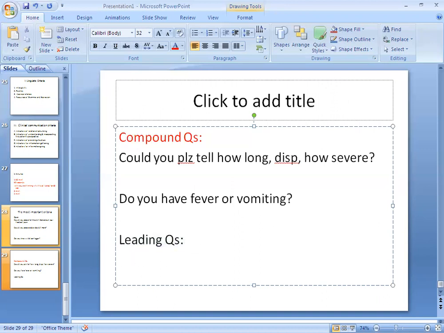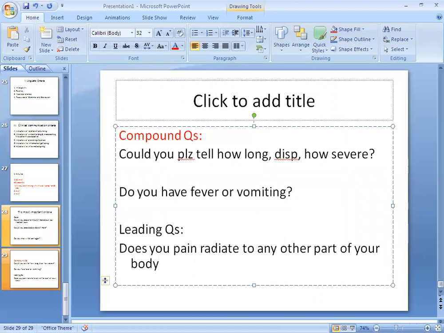Can you give me any example of a leading question? Yeah, it's like a closed question: on a scale from 0 to 10, how would you rate your pain? No. A question like: could you tell me, does your pain radiate to any other part of your body? This is an okay question. This is not a leading question. It means, is there any radiation of your pain or not? You can ask like this. This is a common, okay question.